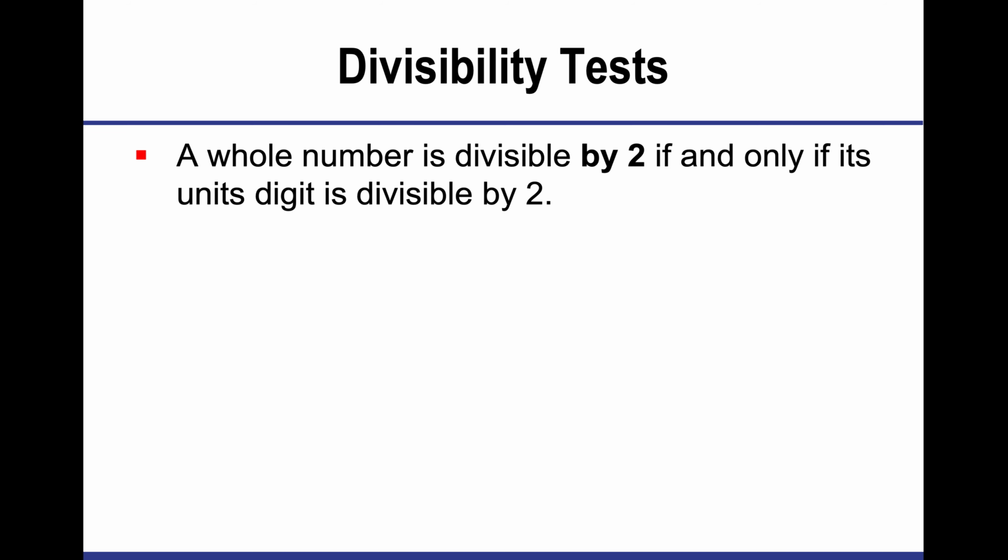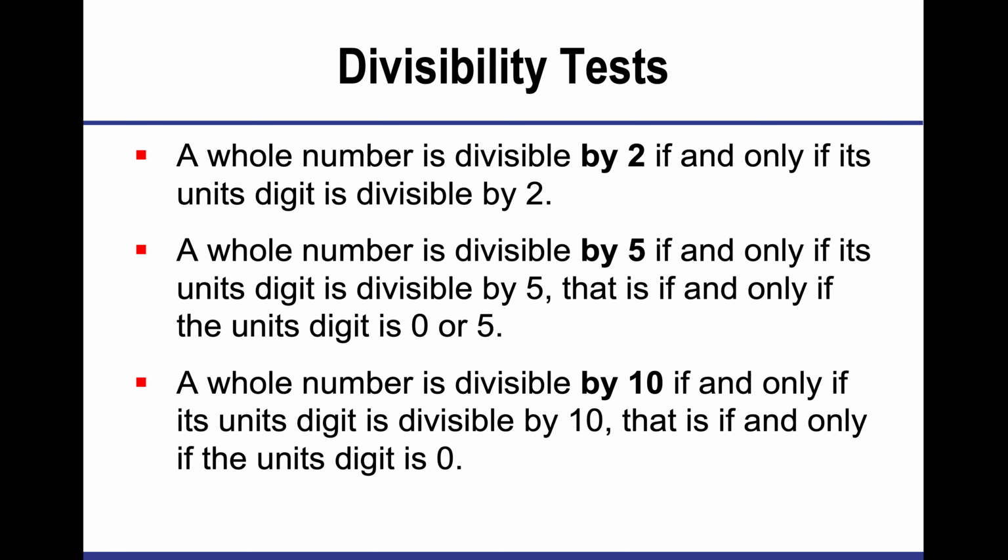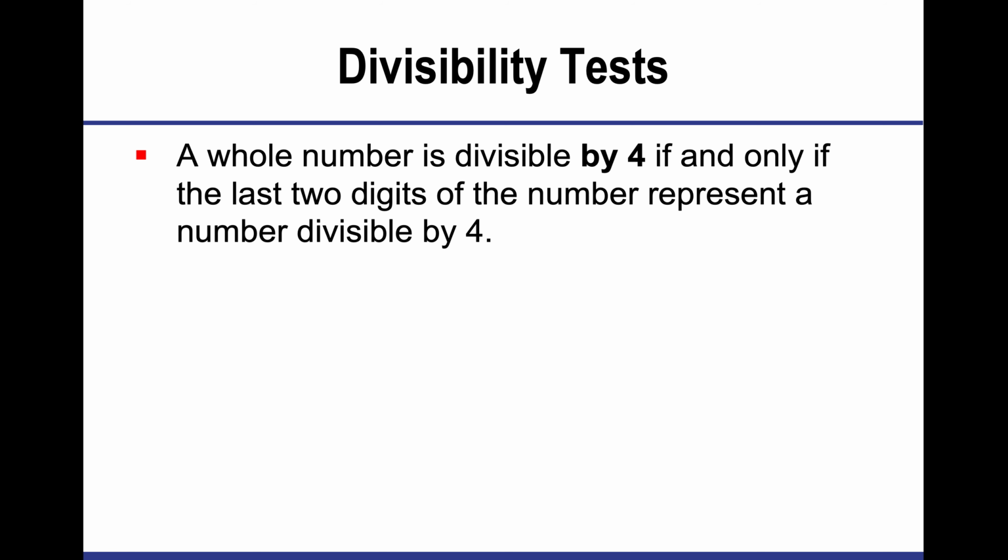A whole number is divisible by 2 if and only if the units digit is divisible by 2. That means the ones place. So if the ones place is divisible by 2, the whole number is divisible by 2. Something is divisible by 5 if and only if its units digit is divisible by 5. So that's the ones place. So the ones place would have to be a 0 or a 5. It's divisible by 10 if and only if the units digit, or the ones place, has a 0.